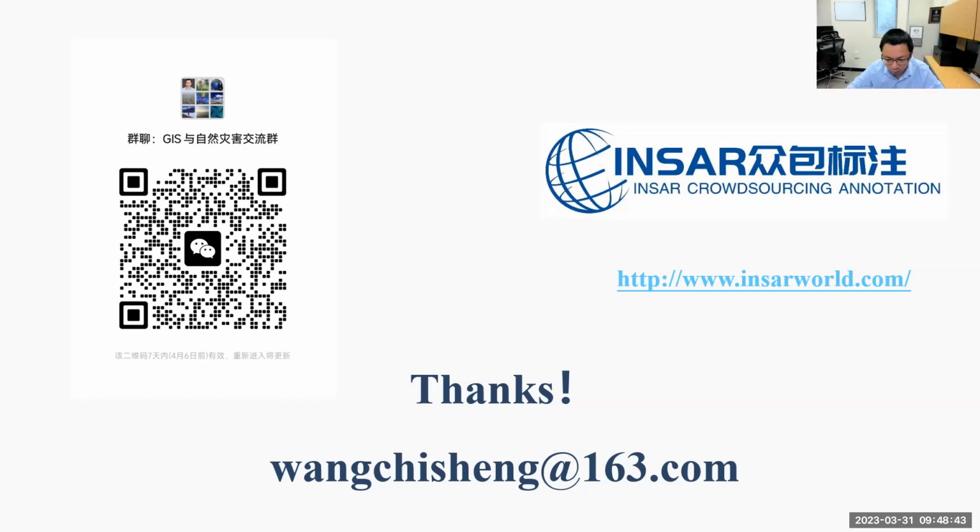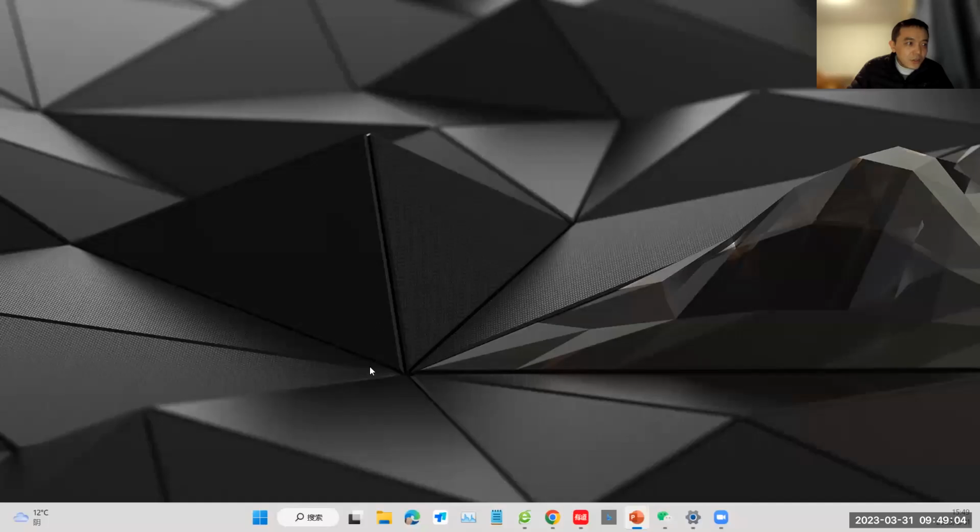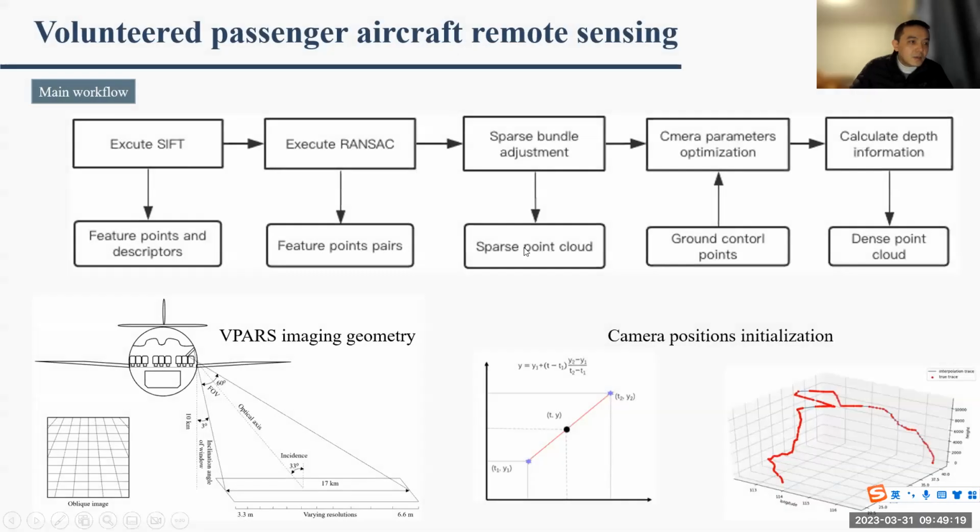I can see all the questions, maybe I can read them out. So how to collect the volunteer passenger aircraft remote sensing data? I will show images, and I think this is a very great question because the passenger aircraft images are totally different from the images we faced in most of our cases. So I give a very brief introduction.